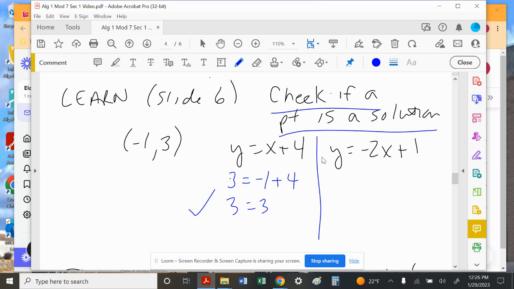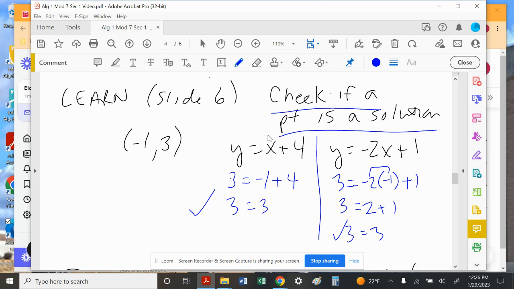Now we go over to this other line. We have 3 equals -2 times -1 plus 1. 3 equals, when I multiply those two together, I get +2 plus 1. 3 equals 3. Notice that the two numbers, again, are equal. Since they're equal, this point lies on this line.